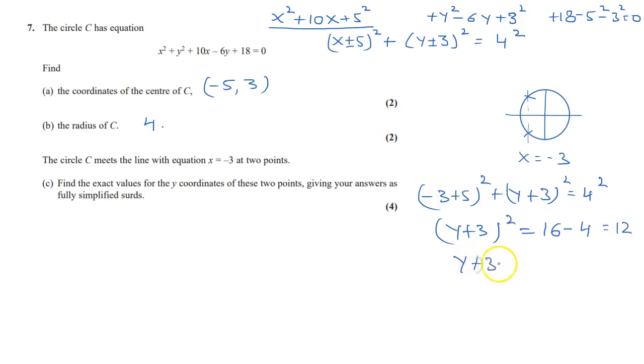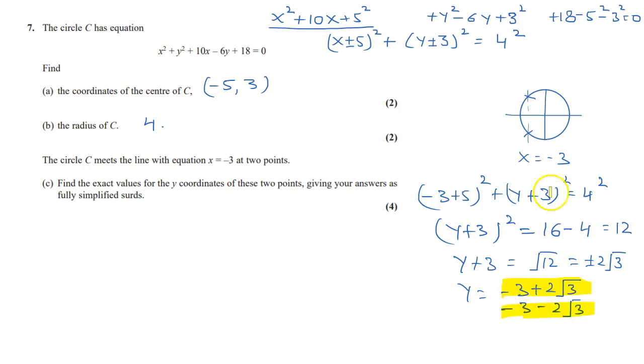So y plus 3 is equal to plus minus root 12. 12 can be written as 4 times 3, so it is plus minus 2 root 3. So y is equal to minus 3 plus 2 root 3, and y is equal to minus 3 minus 2 root 3. Find the exact value of y coordinate of these 2 points. Give your answer in a fully simplified surd. So these are the fully simplified surds. These are the 2 values of y. X is minus 3 and y is this and this.